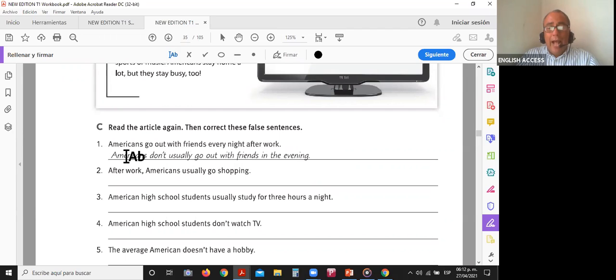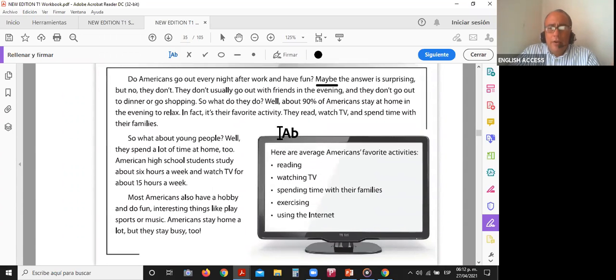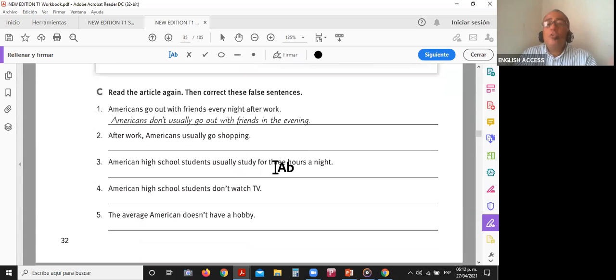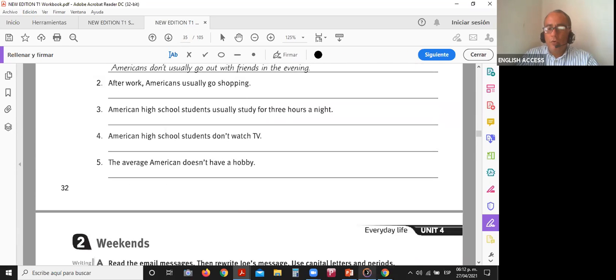For example, Americans go out with friends every night after work. That is false. The correct one is Americans don't usually go out with friends in the evening. Where is this information? Here in the article. They don't usually go out with friends in the evening. So you need to correct the false sentences. Okay? We are going to check this tomorrow to complete unit number 4.